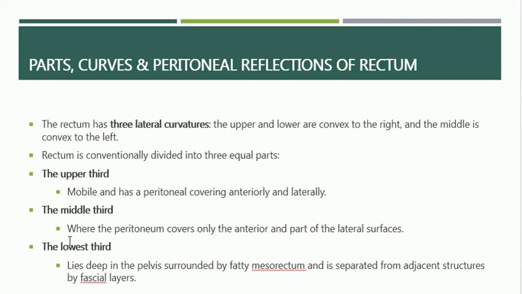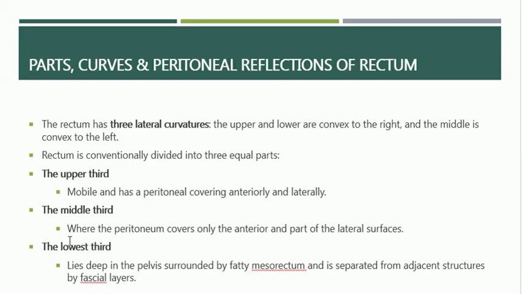The upper third is mobile, and as far as the peritoneal reflection is concerned, it has a peritoneal covering. This peritoneum covers the upper one-third of the rectum anteriorly and laterally. So the upper one-third is covered by peritoneum, the whole of the anterior aspect and all the lateral aspect, not the posterior, which is in the hollow of the sacrum.